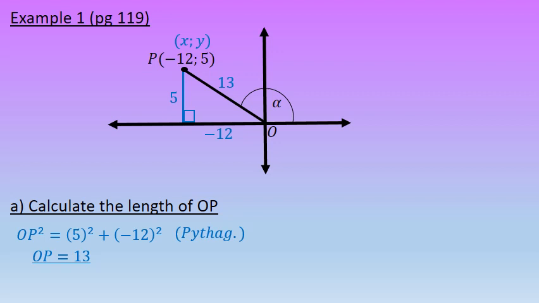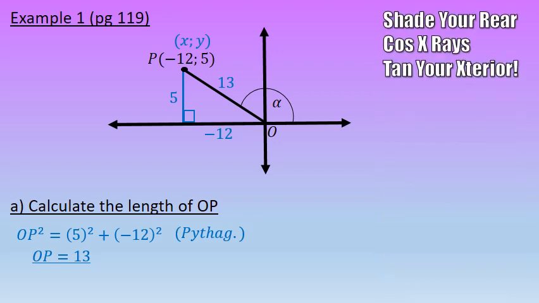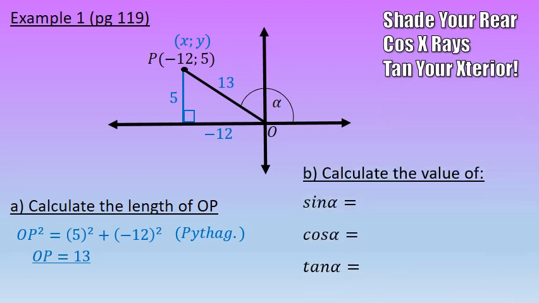Now that we have all three sides of the triangle, can we find the trig functions, sine, cosine, and tangent? Of course we can, because we know the CAST diagram. Sine alpha is equal to y over r. Cos alpha is equal to x over r, and tan alpha is equal to y over x. So let's fill in our relevant pieces of information, and voila, you've answered the question.